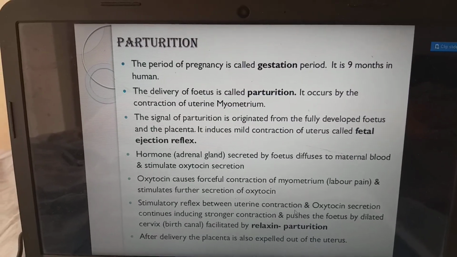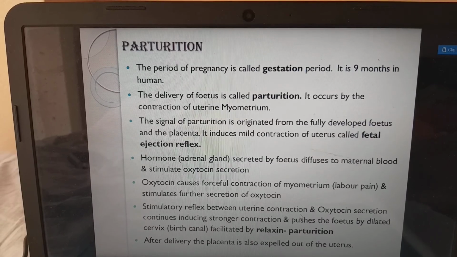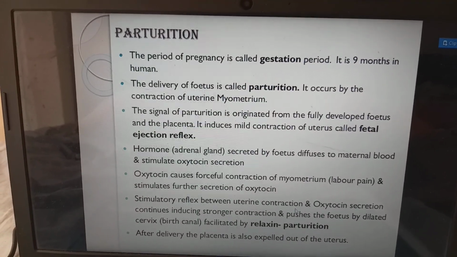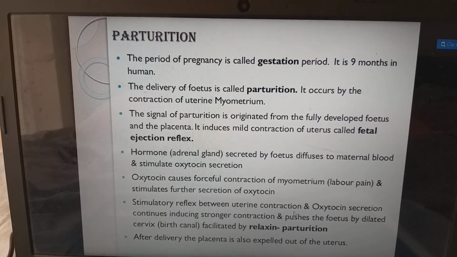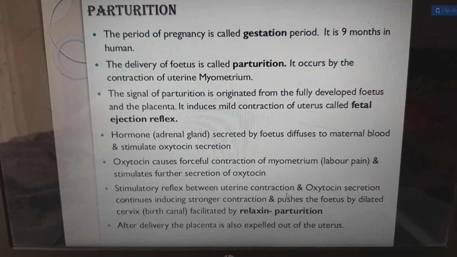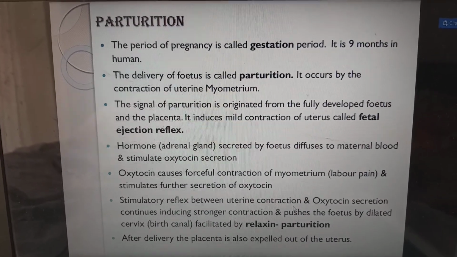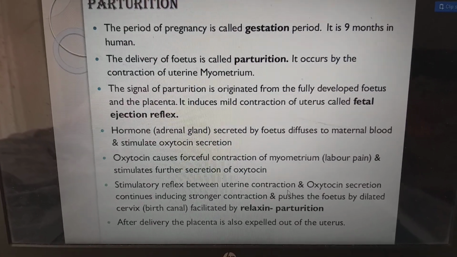Next, parturition. The period of pregnancy we call the gestation period. It is 9 months in humans. The delivery of the fetus we call parturition. It occurs by contraction of the uterine myometrium. The signal for parturition originates from the fully developed fetus and the placenta. It induces mild contraction of the uterus, which we call the fetal ejection reflex.